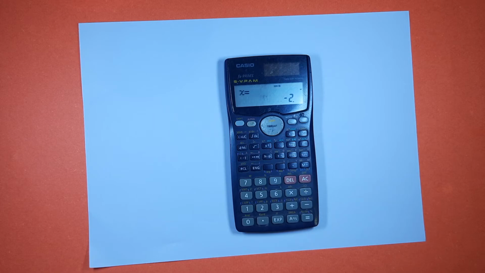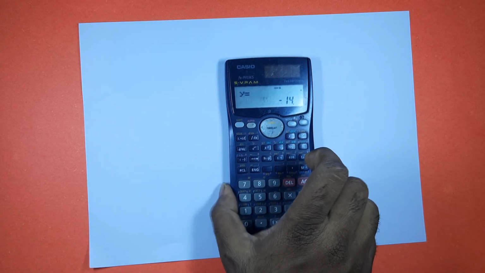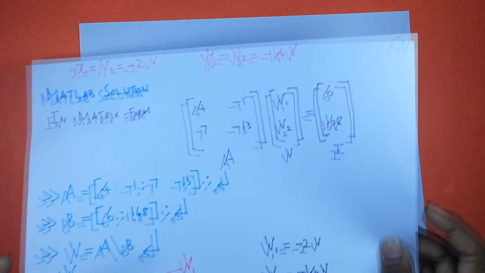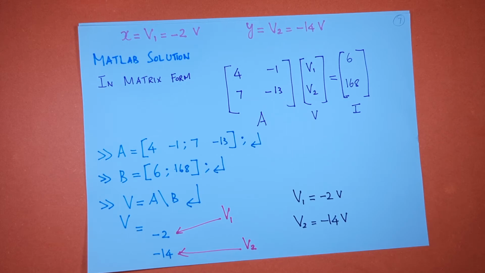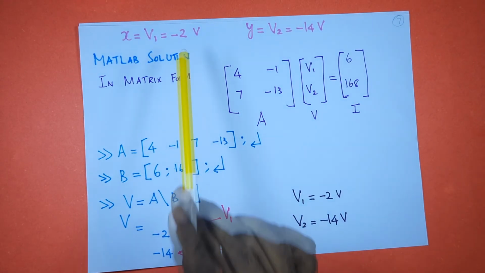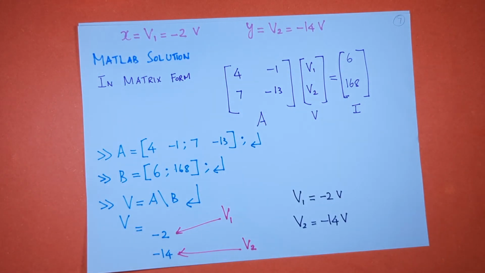So it is showing x is equal to minus 2. Again press the equal sign. Y it is showing as minus 14. So we can write our solution like this. x is nothing but V1 equals minus 2 volt. Y equal to V2 equals minus 14 volt. So this is the way you can get the solution through a scientific calculator, probably in your examination.